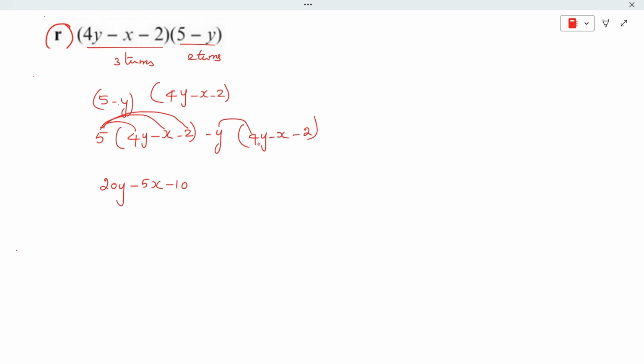Similarly, minus y times 4y is minus 4y square. Minus y times minus x is plus xy. Minus y times minus 2 is positive 2y. So if you rearrange, you will get 20y and 2y combined together as 22y, minus 5x, minus 10, minus 4y square and positive xy.